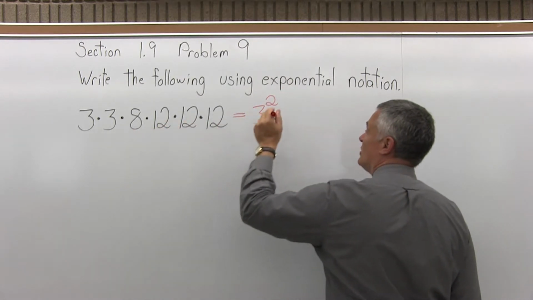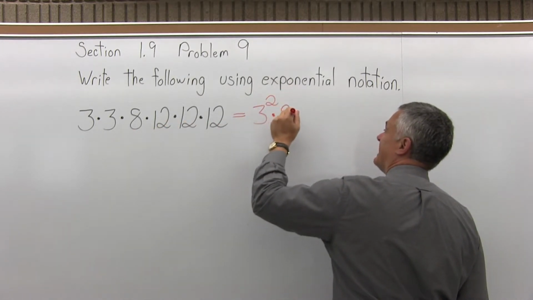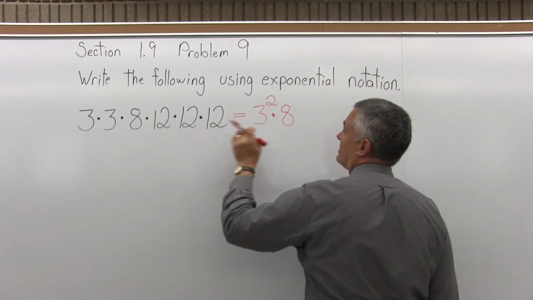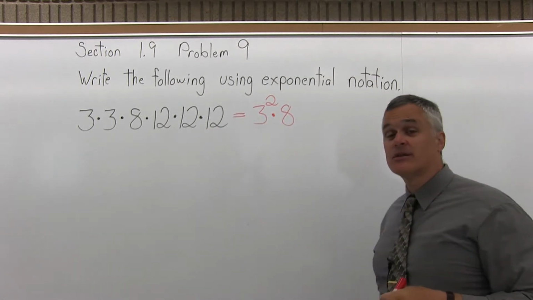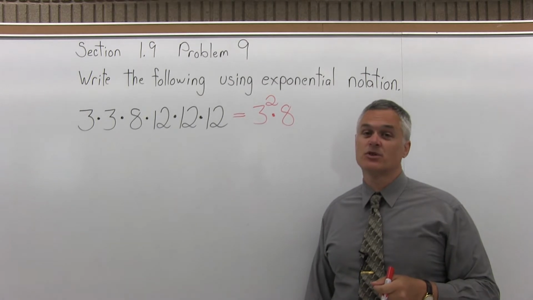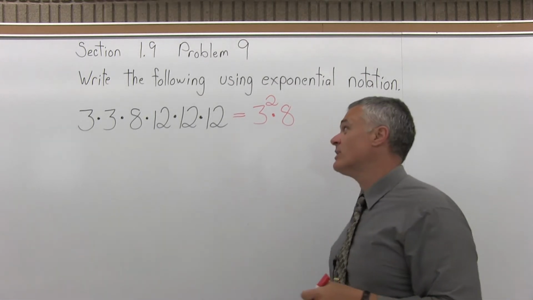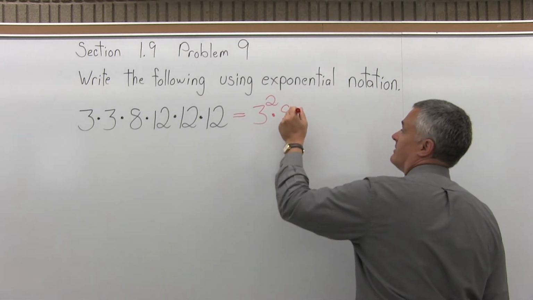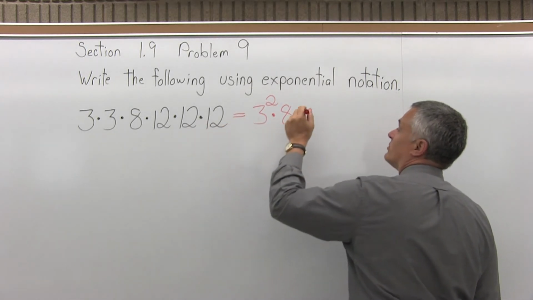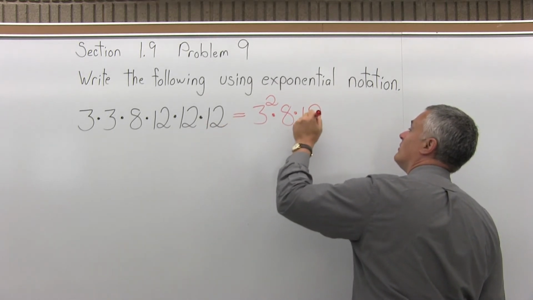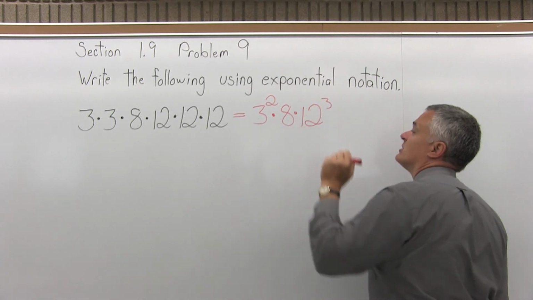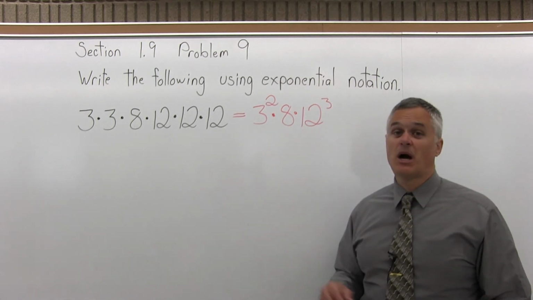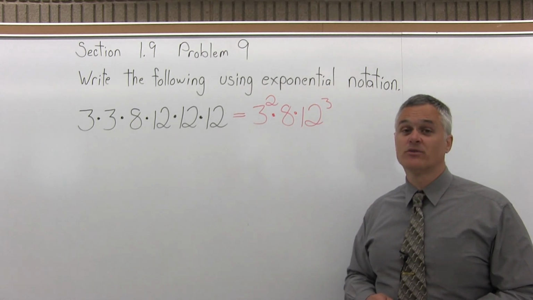Then for the 8, there's only one of those, so I'll just put times 8. And I'm not going to write an exponent. Technically, it's times 8 to the first power, but if there's only a first power, you generally don't have to write that. And then times the 12's. There are 3 of those, so that would be 12 to the third. So the answer is 3 to the second power times 8 times 12 to the third power.